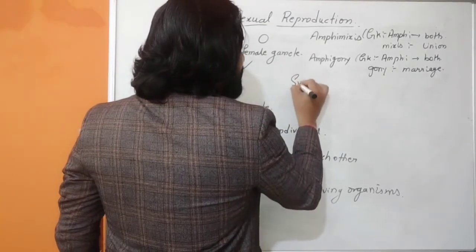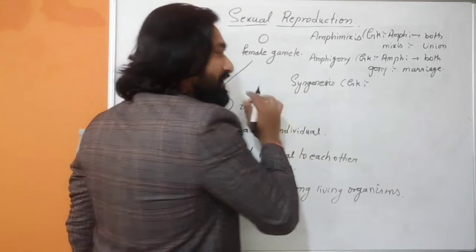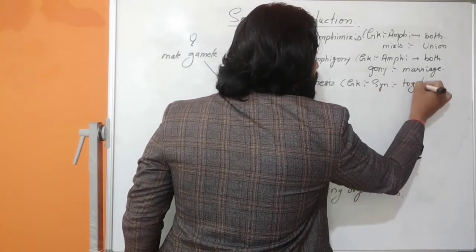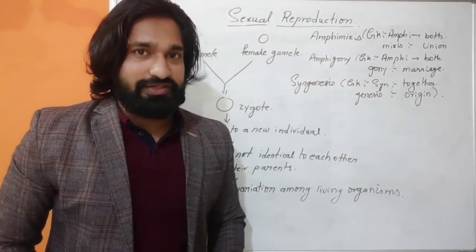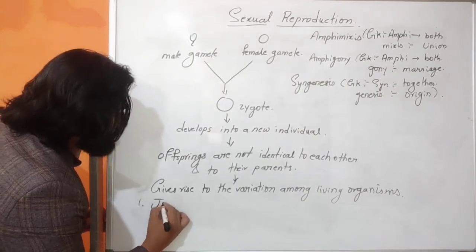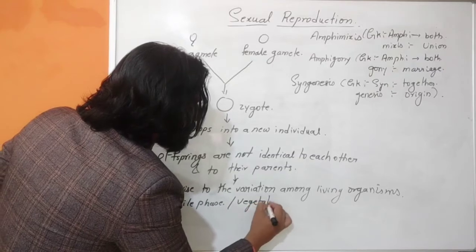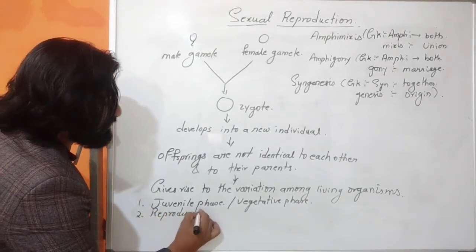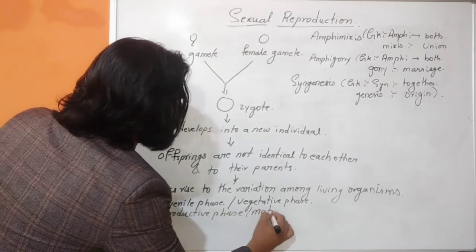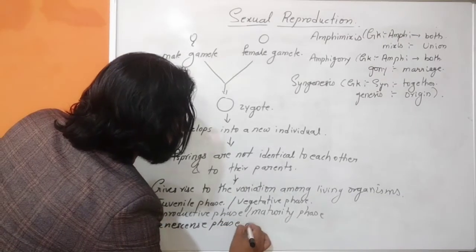Another term for sexual reproduction is syngenesis. This term is also derived from the Greek, whereas syn means in Greek together and genesis means origin. Organisms showing sexual reproduction have to pass through certain stages. So what are those stages? Let us see. The first stage is juvenile phase, or it is also called vegetative phase. The second phase they have to pass through is reproductive phase, or this phase is also called maturity phase. Last phase is senescence phase or old age.